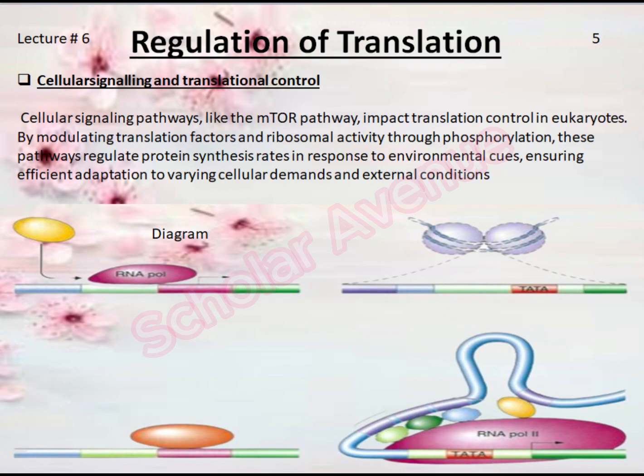The last one is cellular signaling and translational control. Cellular signaling pathways, like the mTOR pathway, impact translation control in eukaryotes. By modulating translation factors and ribosomal activity through phosphorylation, these pathways regulate protein synthesis rates in response to environmental cues, ensuring efficient adaptation to varying cellular demands and external conditions.